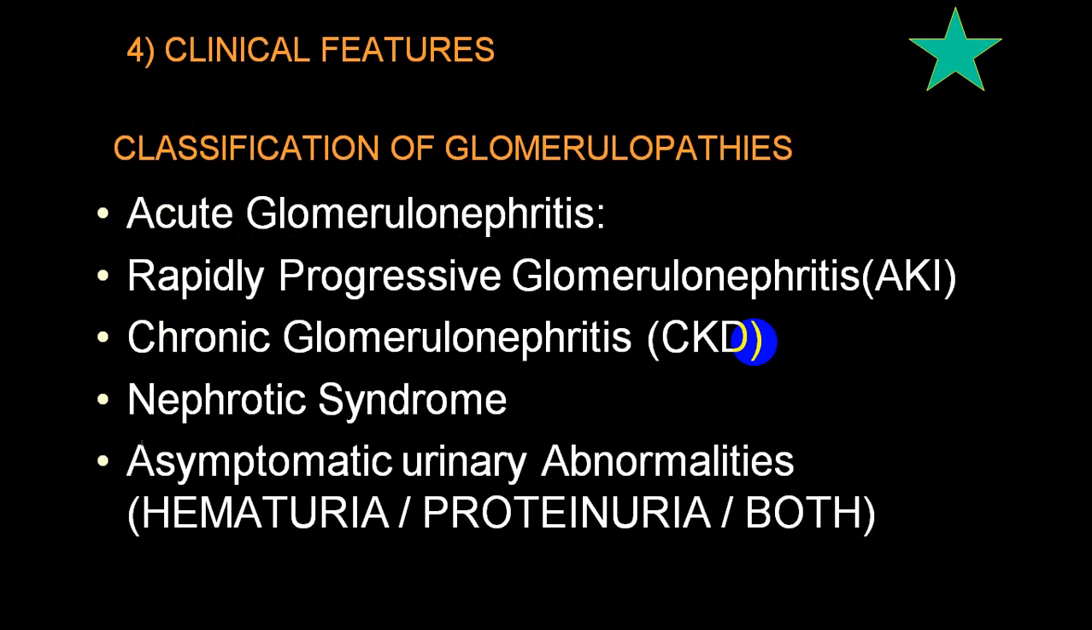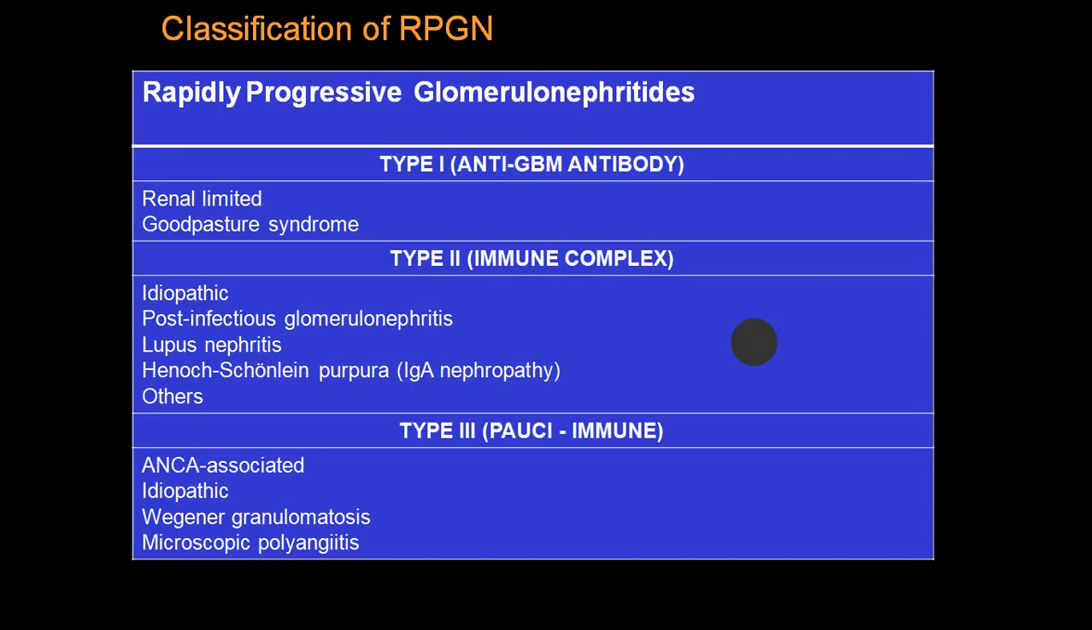Clinical features wise, we divide into acute glomerulonephritis, chronic glomerulonephritis, rapidly progressive glomerulonephritis, and nephrotic syndrome variety. And there is another group, commonly seen in the chronic variety, that we call asymptomatic urinary abnormality, like microscopic hematuria, proteinuria, or the presence of both, hematuria and proteinuria. Rapidly progressive is further divided into type 1, type 2, type 3, that is anti-GBM, immune complex variety, and post-immune variety.